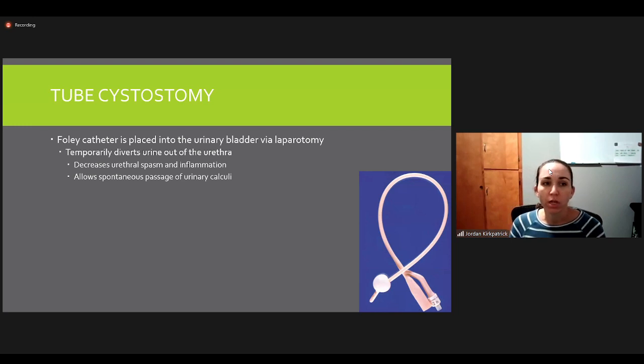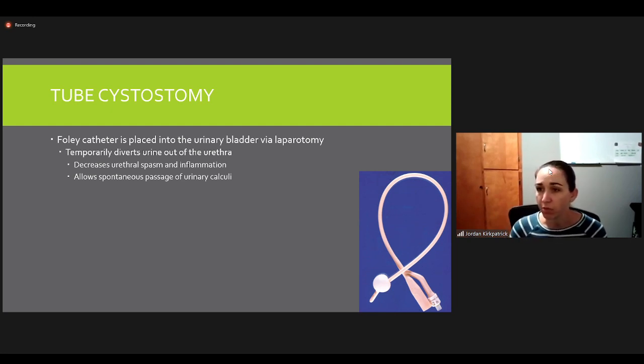And for a tube cystostomy, a Foley catheter is placed in the urinary bladder via laparotomy, and the purpose is to temporarily divert urine out of the urethra, and that gives the urethra time to decrease inflammation, decrease the spasm around any stones that may be present, and ideally allow spontaneous passage of the urinary calculi.